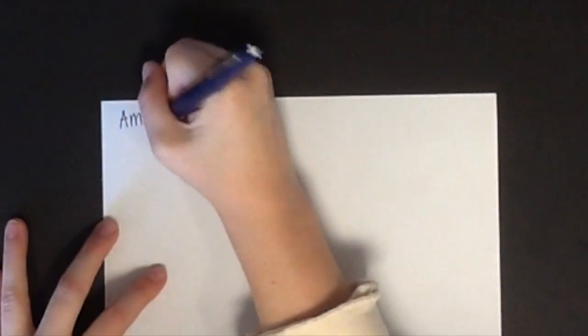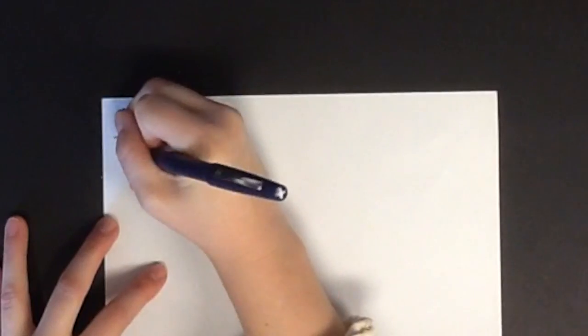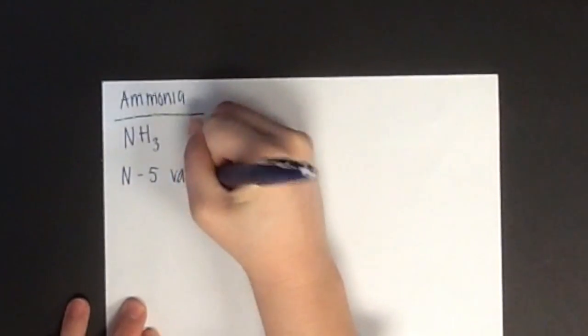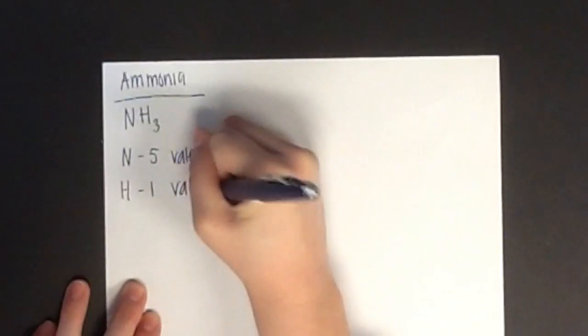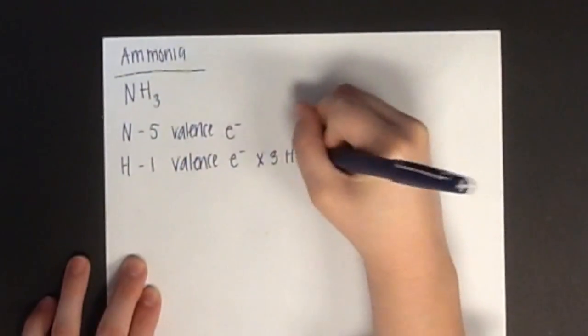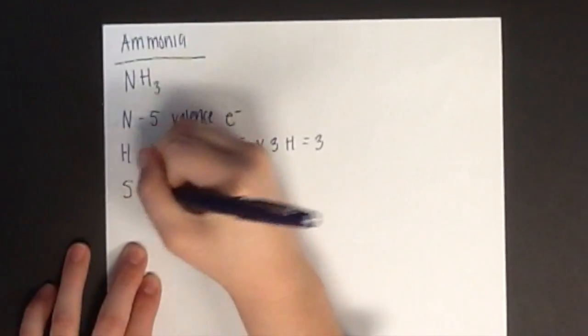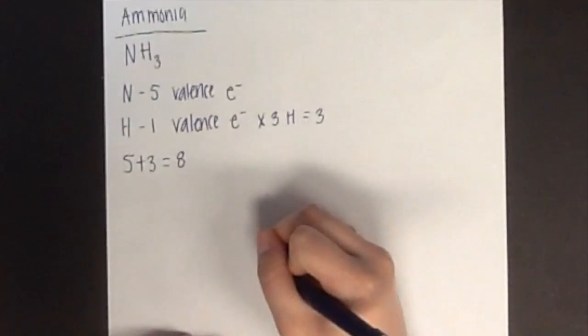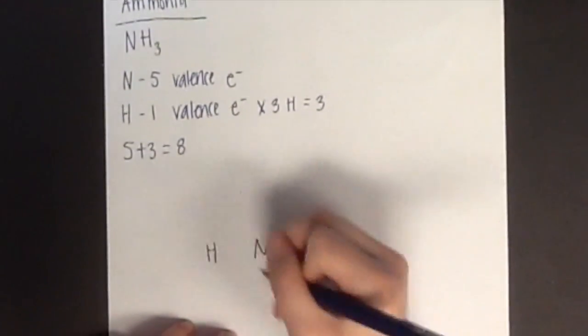First, we are going to draw ammonia. The formula for ammonia is NH3. Looking at your periodic table, you will see that nitrogen is in the fifth column, which means that it contains 5 valence electrons. Hydrogen only has 1 valence electron, but since there are 3, you have to account for all of them, making the total number of valence electrons for ammonia to be 8.